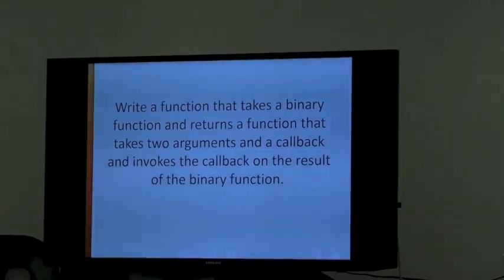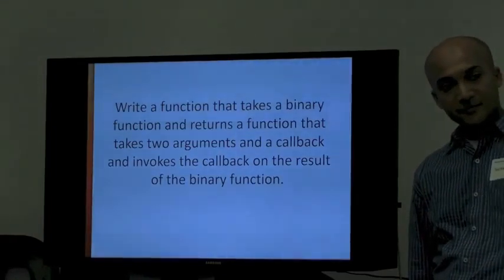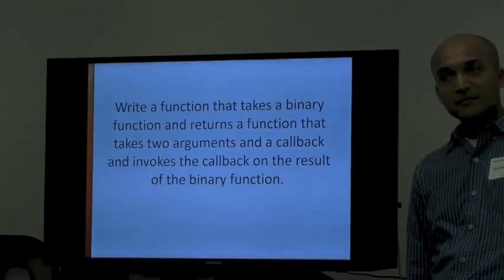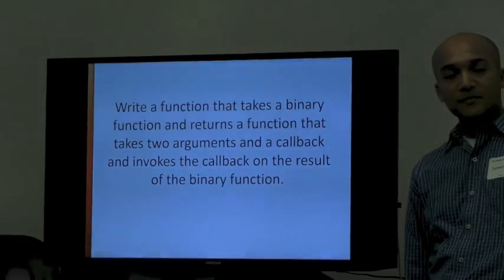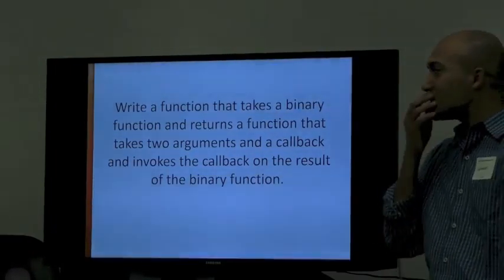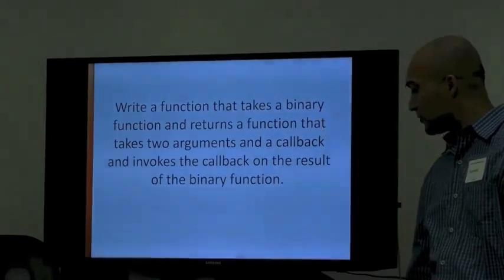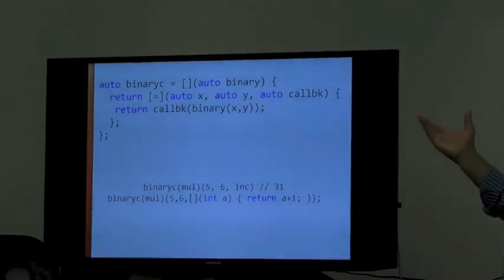So this translates straight into C++, right? Write a function that takes a binary function and returns a function that takes 2 arguments, x, y, and a callback, so 3 arguments. And it invokes the 3rd argument on the result of it. Once you learn to grow up with it, you see how it needs to happen. So pretty simple at this point, actually. I'll give you a second to look at it.